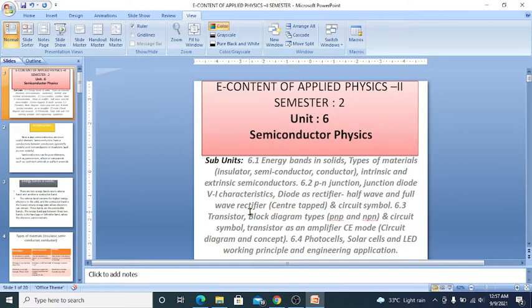Today we will discuss the e-content of Applied Physics 2, Semester 2, Unit 6, Semiconductor Physics. The content I am discussing is unit 6.2: PN junction diode VI characteristics, diode as rectifier, half wave and full wave rectifier, centrally tapped, and the circuit symbol. Now I am discussing the topic.